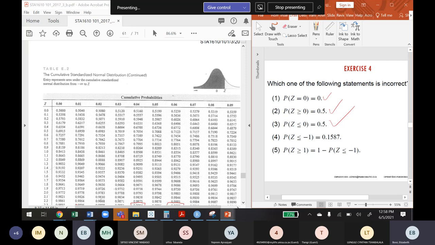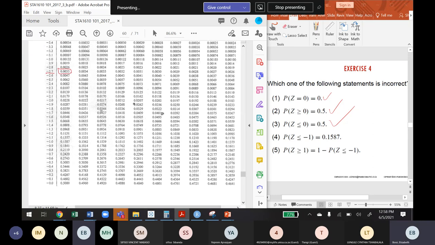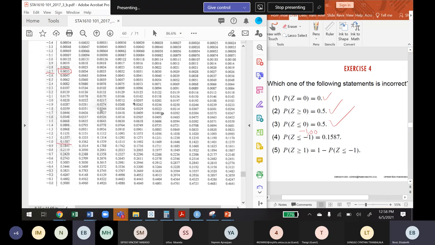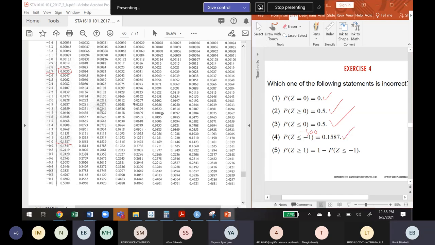Number four, the probability of Z less than minus one. Negative one. So we need to go to the negative side and go look for minus 1.00. So we'll need to look for 1.0 on the left and 0 at the top. So that will be 0.1587. Correct? Yes. Next one. Correct.